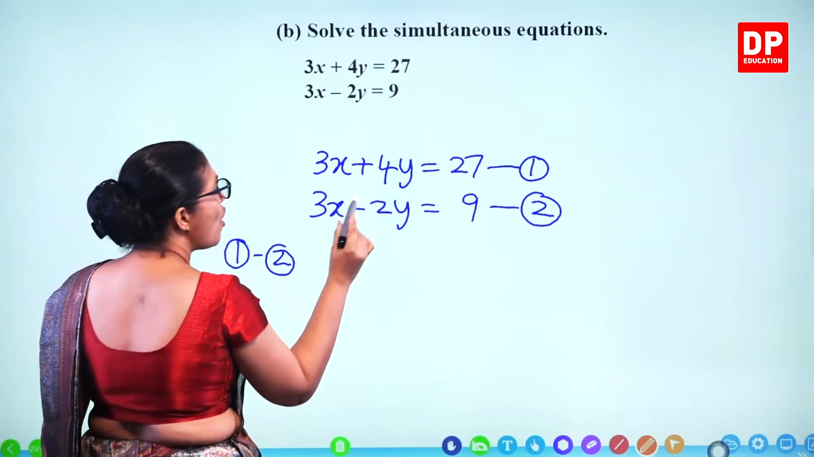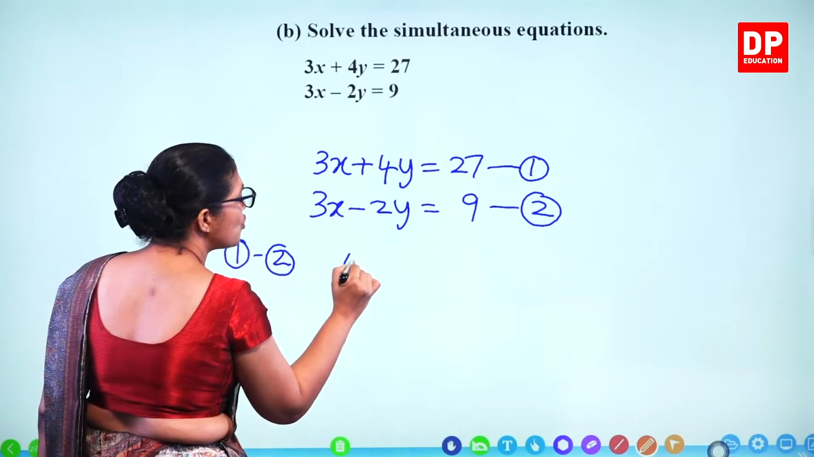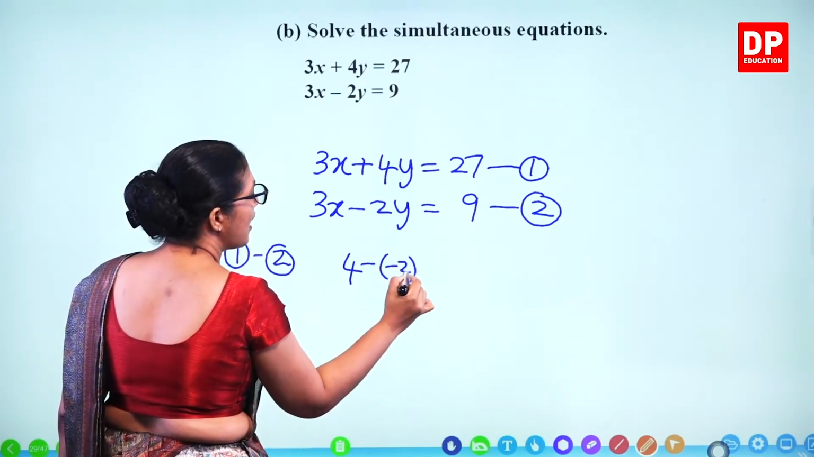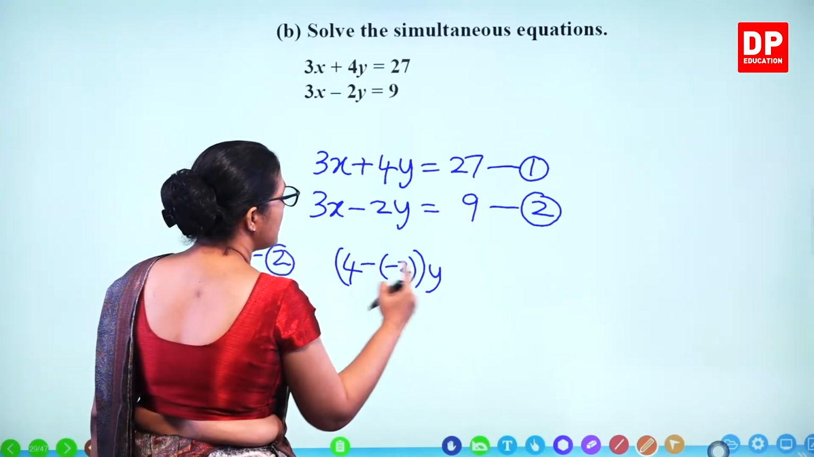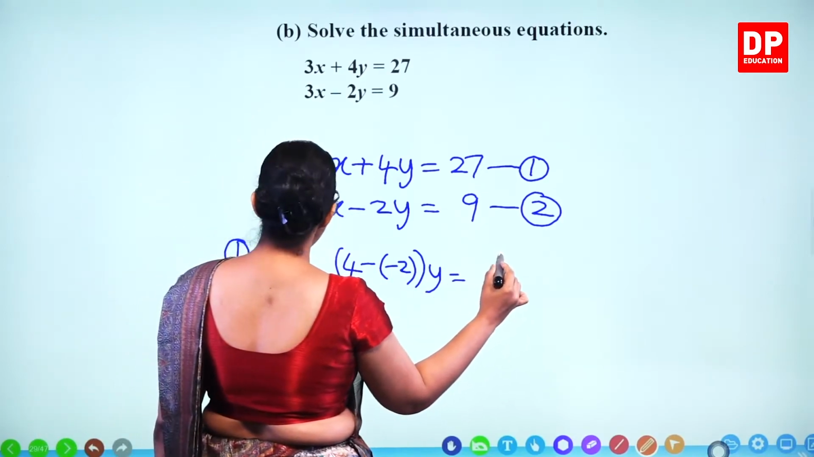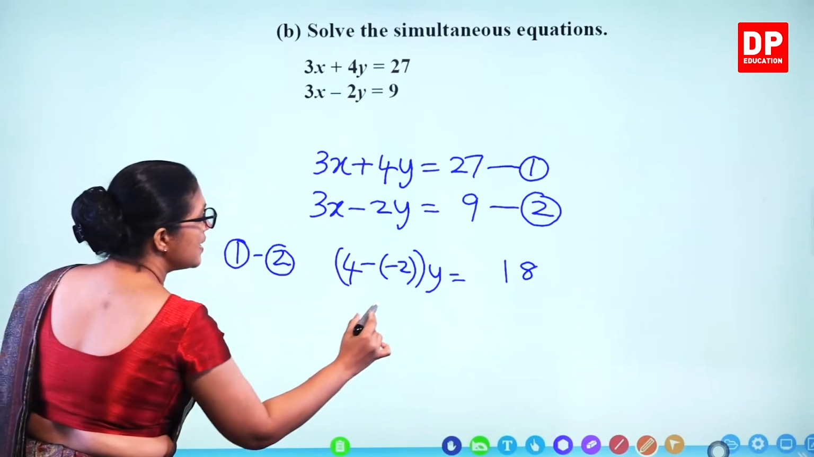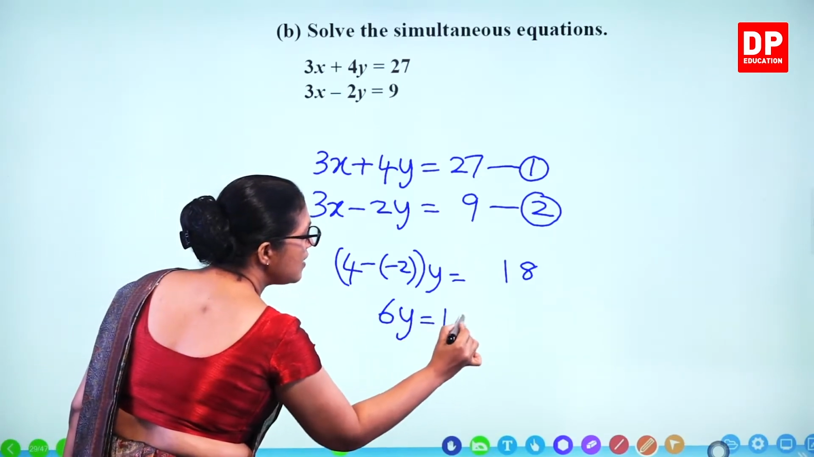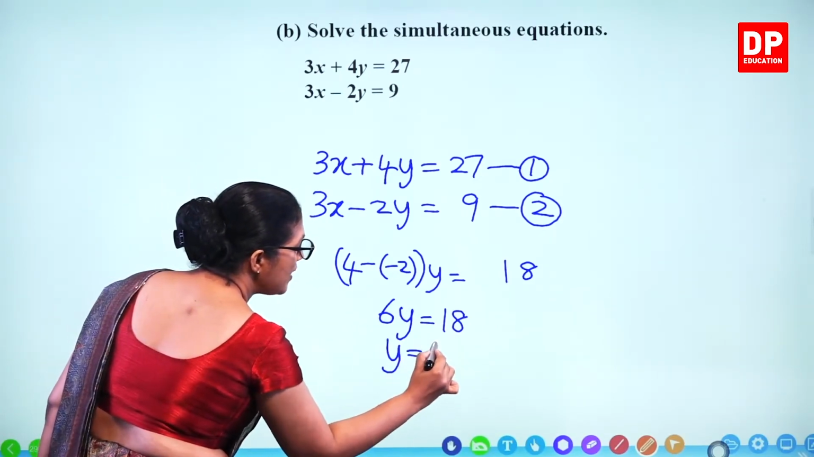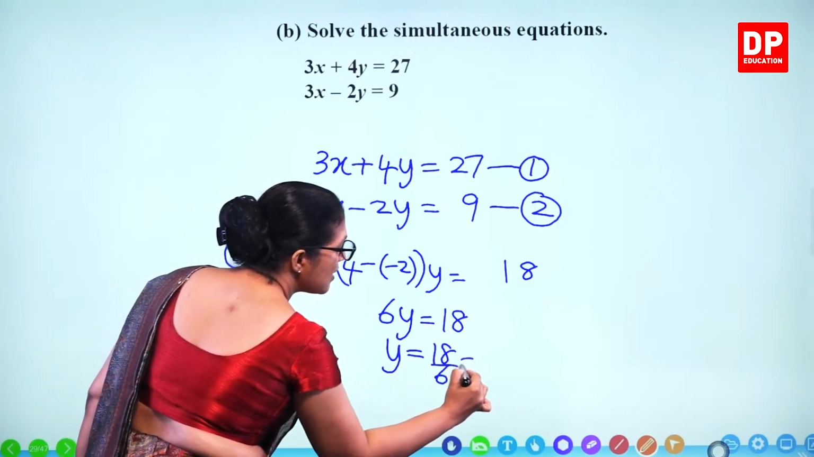3x get cancelled out. 4 minus minus 2 becomes 6y. 27 minus 9, that's 18. So 6y is 18. So what is y? Divide by 6, you get 3.